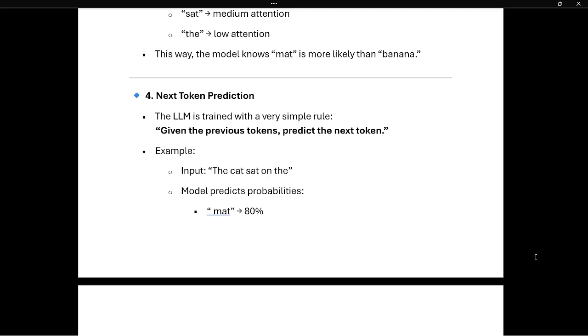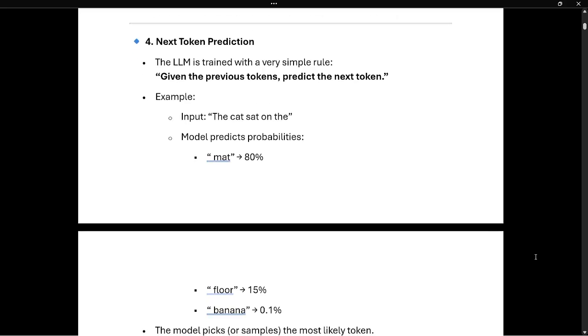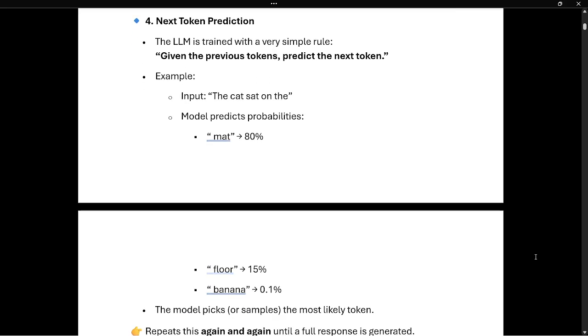So how is the next token getting predicted? Which one has the higher probability? Suppose the sentence is "The cat sat on the mat." How is "mat" getting predicted? Because the model's predicted probability for "mat" is 80%, while different words like "floor" or "banana" get 0.1 to 15%.